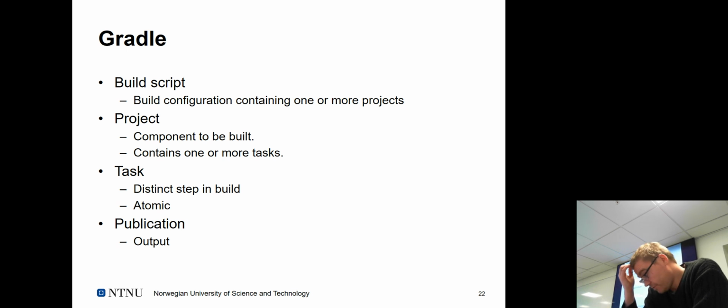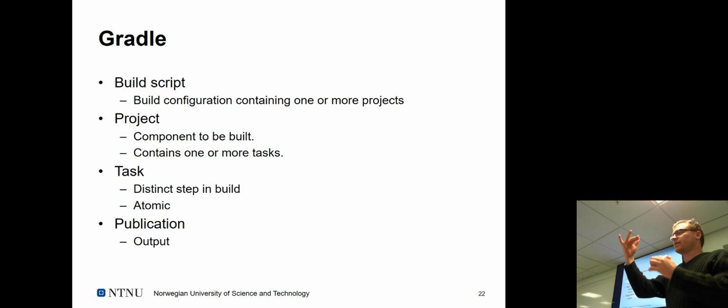So, fundamental components of Gradle. We have a build script, of course, which contains one or more projects. We have a project, which is fundamentally a component to be built. So multiple projects, of course. And the project contains one or more tasks. It's similar to Ant, same kind of problem, targets and tasks. Here it's projects and tasks, right?